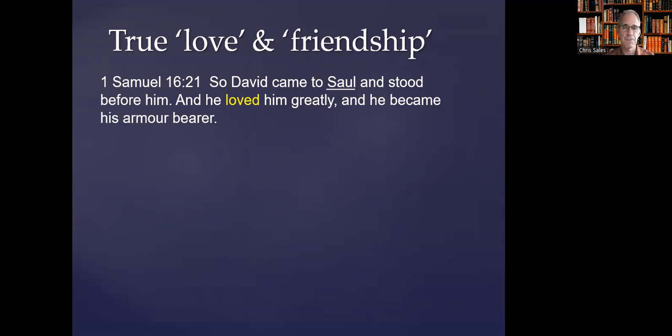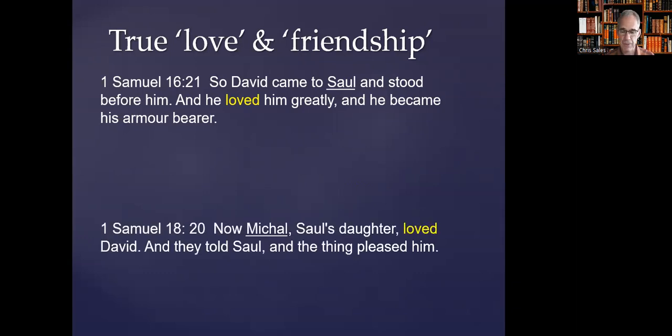It was all selfish. In chapter 18, flip over the page, after this great ceremony and celebration of David's defeat of Goliath, it says Michal, Saul's daughter, loved David, and they told Saul, and the thing pleased him. Well, Michal's attraction to David was probably physical. It was, again, probably selfish. She saw herself taking on this mighty warrior, someone who's going to be famous in her father's domain.